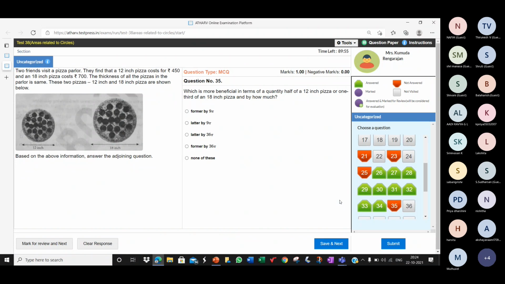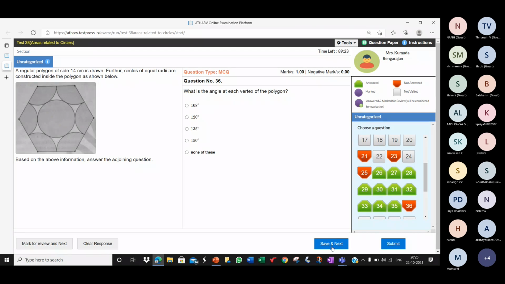18 pi, 27 pi. So which one will you buy? You'll buy the former or latter? Latter, ma'am. You're getting more to eat there. So latter by 9 pi. Okay, so that's all the questions based on the pizzas.